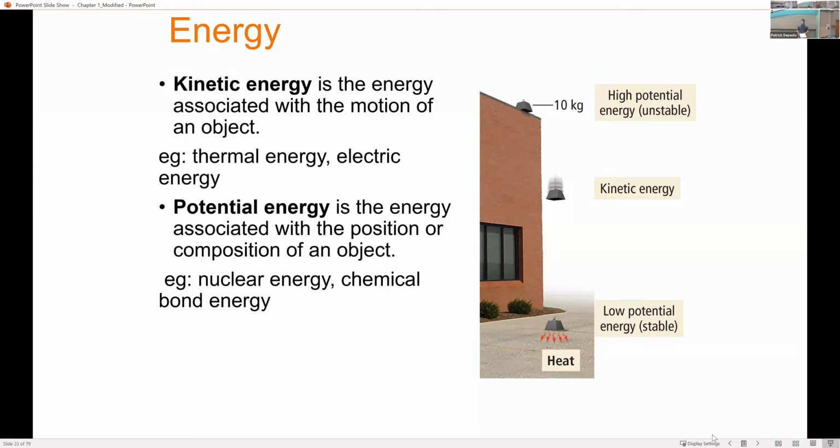Potential energy can also be stored in food, in the bonds of the food. When your body breaks down those bonds, energy is released, ATP is created, and it's used for your metabolic processing.